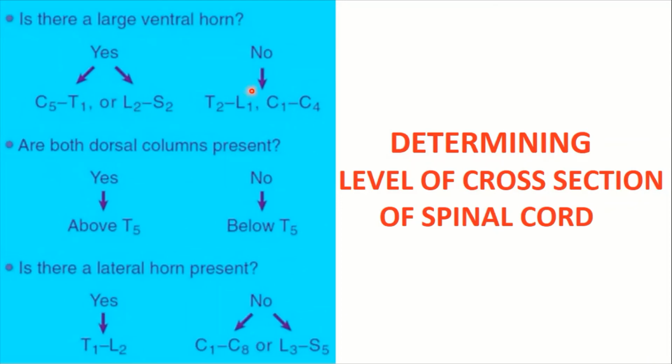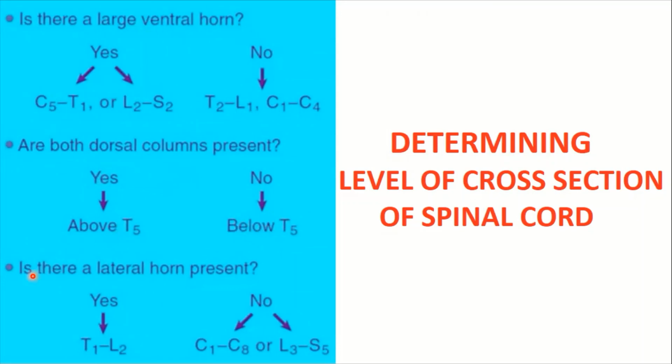So this is the determination. And are both dorsal columns present? What are the dorsal columns? These are the fasciculus gracilis and the fasciculus cuneatus. So if both are present, yes, this is above T5. Here the fasciculus gracilis and cuneatus are both present. And below T5, which fasciculus is present? Only the fasciculus gracilis. You also know this from my previous lectures. So, right? This is the level.